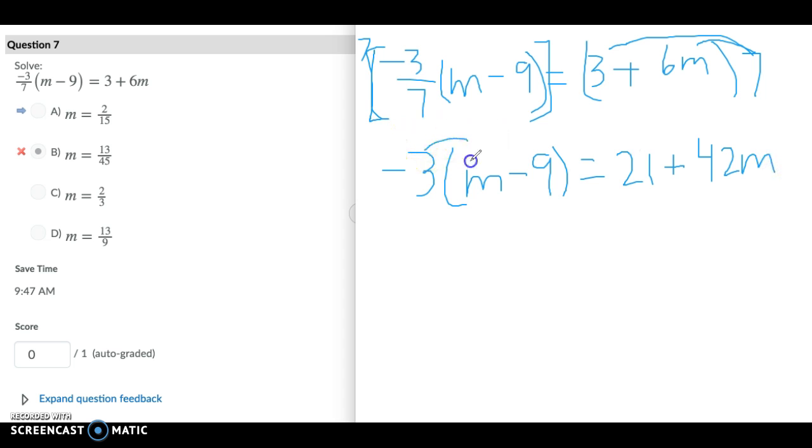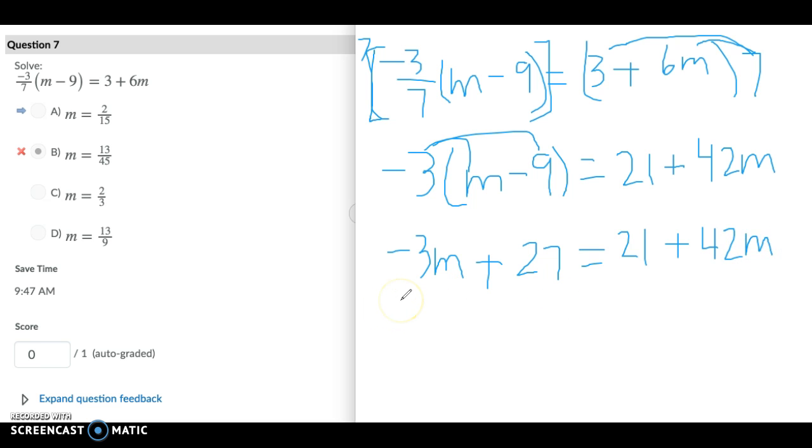I also need to distribute this negative 3 through, so I'm going to get negative 3m. Negative times a negative is a positive. 3 times 9 is 27, equals 21 plus 42m.